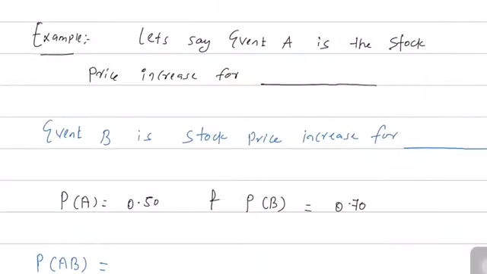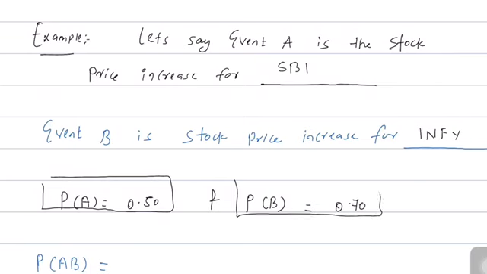Let's say event A is the stock price increase for SBI and event B is the stock price increase for Infosys. The probability of event A is 0.5 and the probability of event B is 0.7. This means there is a 50% chance that the SBI stock price will increase, and a 70% chance that the Infosys stock price will increase. And I need to find the probability of events A and B.